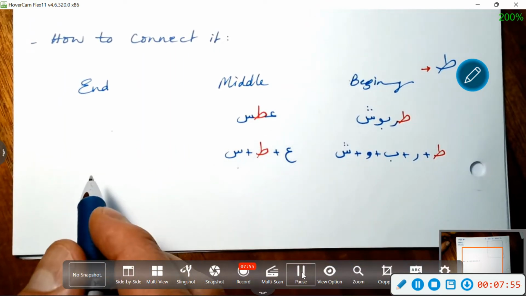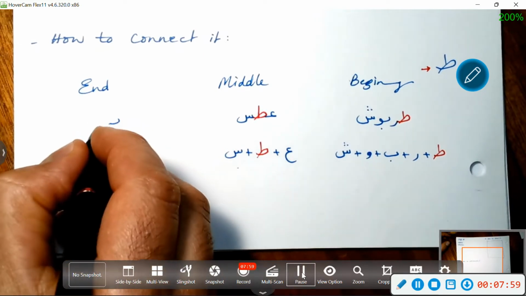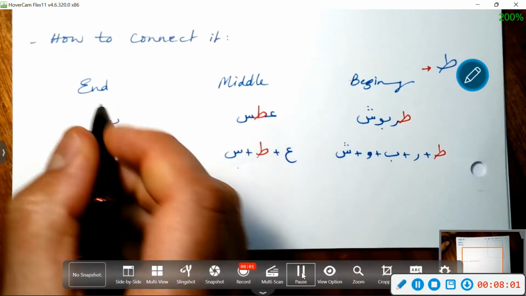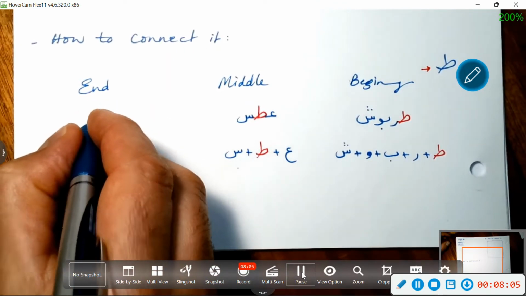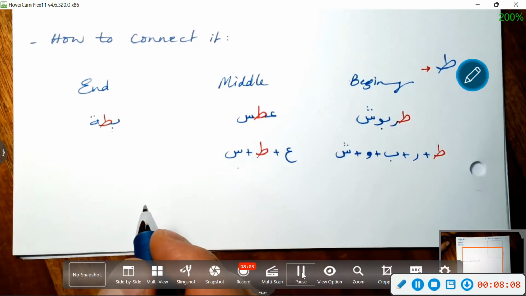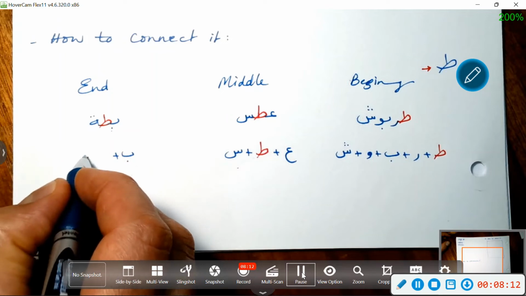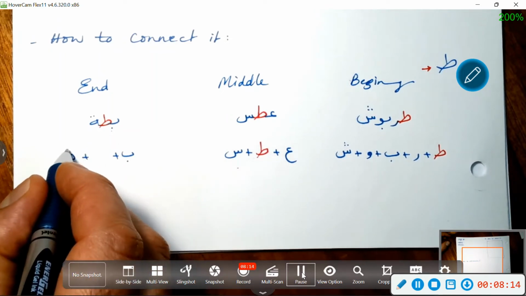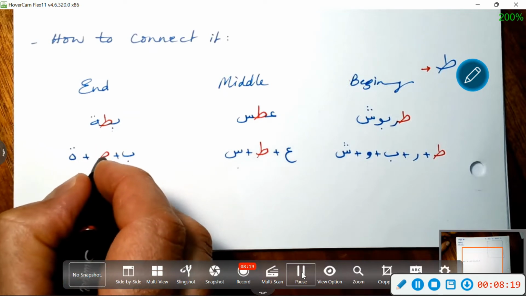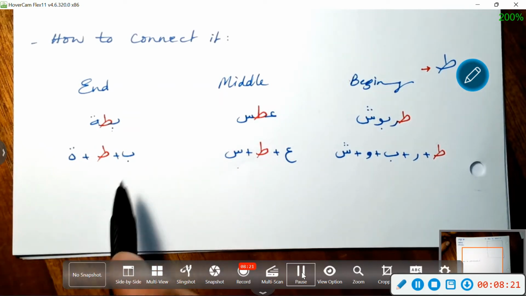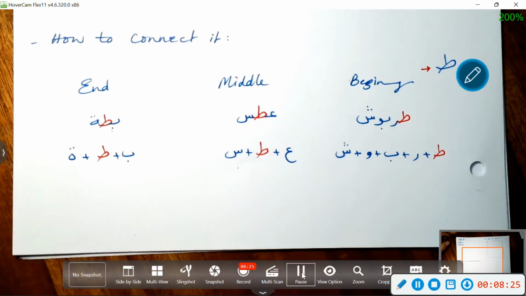At the end, we have batta. Batta means a duck. So ba plus ta plus ta marbuta. Are we going to talk about ta marbuta later? ba ta ta marbuta. Batta.